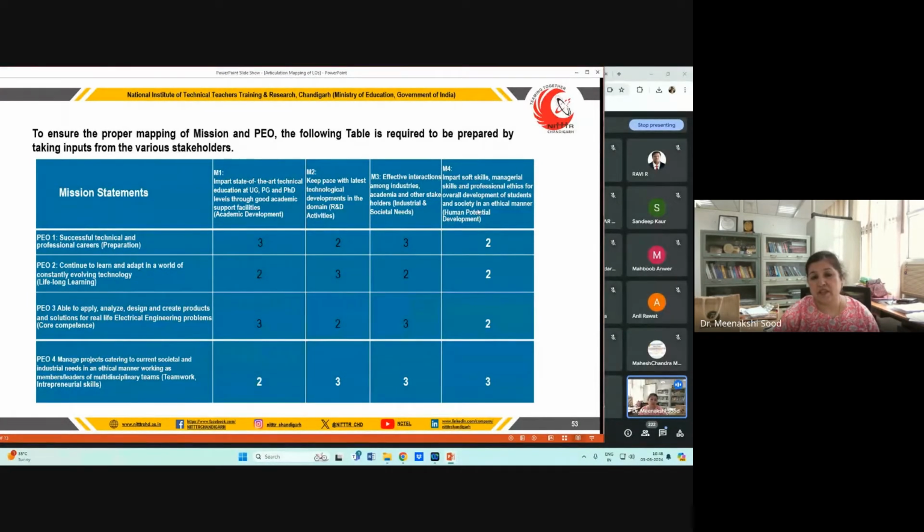So 4 mission statements: impart state of the art technical education at UG, PG, PhD levels, keep pace with latest technology, effective interaction, impart soft skills. This is one example I've taken from a university. So these are the 4 mission statements, and these are their POs. Okay, so you can relate them and form an articulation matrix of how our POs are mapping to the mission statements, right?